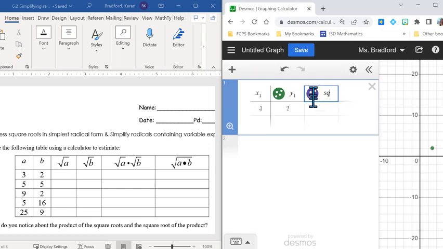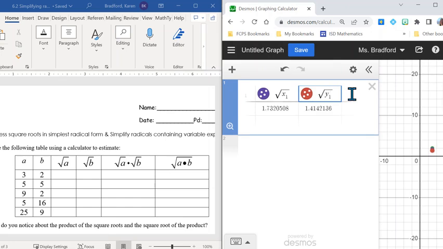So we're going to type SQRT. The square root symbol shows up, and we want the square root of this column. So we're going to say X1, and it gives us that number. Then we're going to click next to that, and we want the square root of B, which for us was Y1, and it gives us the answer.